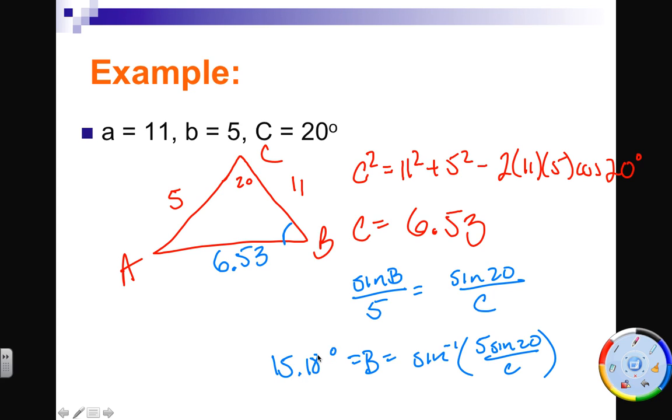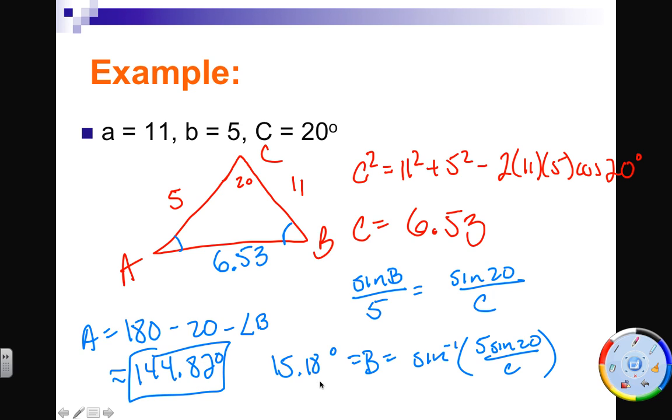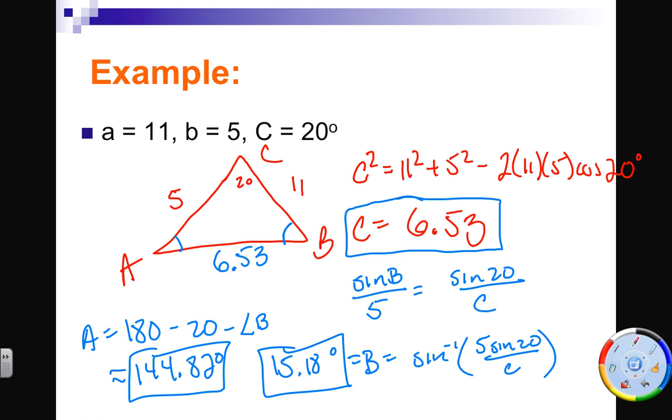degrees. And then all I have to do is 180 minus 20 minus that answer. So angle A is 180 minus 20 minus angle B, and I get approximately 144.82 degrees. Remember to do accuracy here. Use good accuracy, very, very accurate. Use the store button on your calculator or use the ANS button on your calculator.